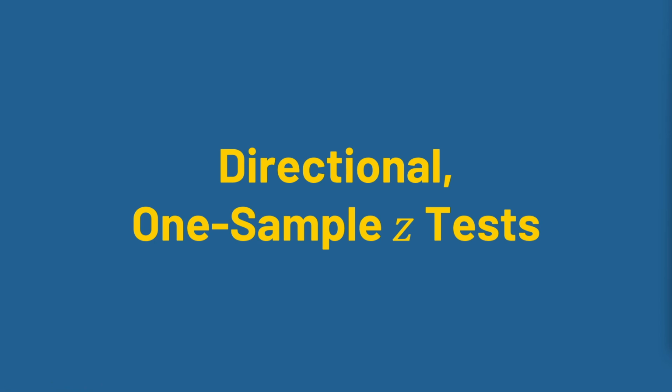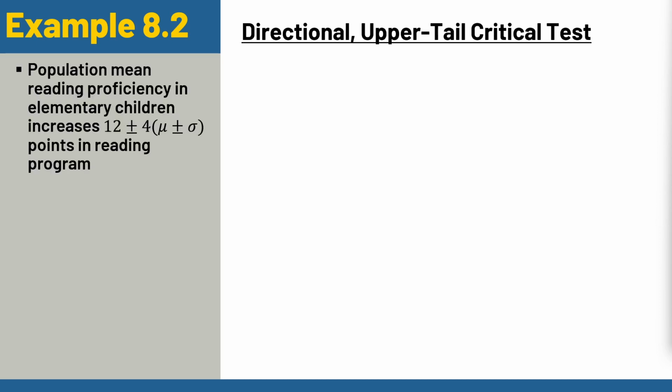Okay, so that's a non-directional test. Let's do a directional test now, and specifically, let's do an upper tail critical test. So for this one, let's say we have a bunch of elementary kids, so like grade schoolers, like fourth grade, third grade, that kind of age group in general. And we put them in a reading program, and we assess their reading proficiency before and after the program. And we find that the population mean, or the average increase in reading proficiency, is 12 points.